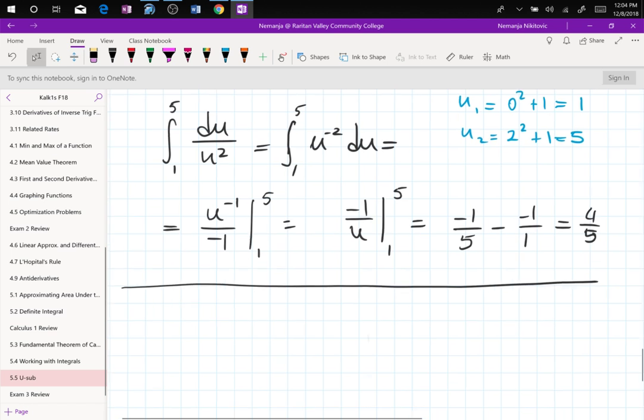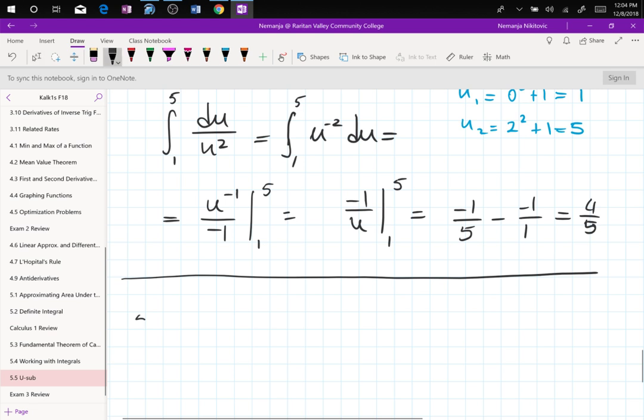I know how much you love trig. Integral 0 to pi over 4 of sine theta over cosine cubed theta d theta.